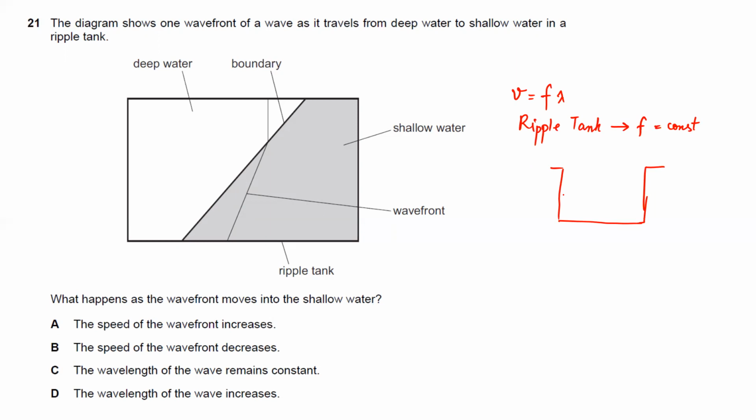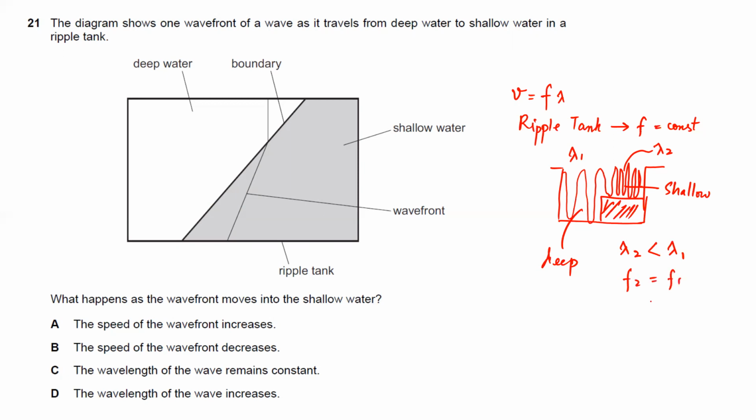So this is my ripple tank. This is my shallow region. This is my deep region. If my wavelength is something like this, my wavelength will be something like this over here. So this is my λ2, this is my λ1. So λ2 is much less than λ1. The frequency remains the same, so it means that v2 is much less than v1, right? So we can see from here that the speed of the wave should decrease, and the wavelength of the wave should decrease.